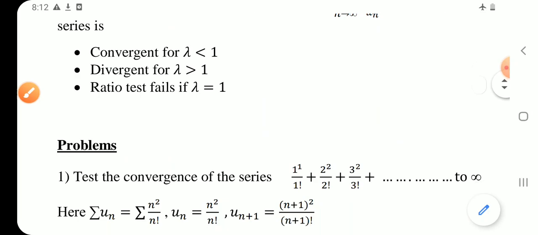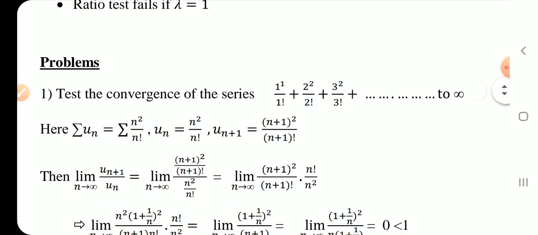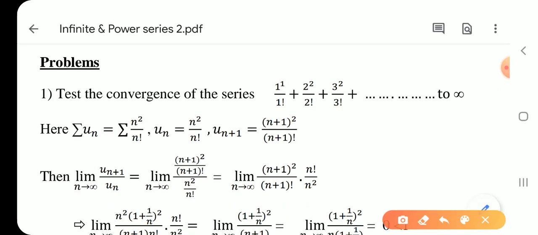So let us understand this using one problem. Test the convergence of the series. Here, this is a typing error, make the correction. It should be 1 square by 1 factorial, 2 square by 2 factorial, 3 square by 3 factorial, etc. I told you to apply D'Alembert's ratio test, first we have to write the nth term. Nth term we represent by un.